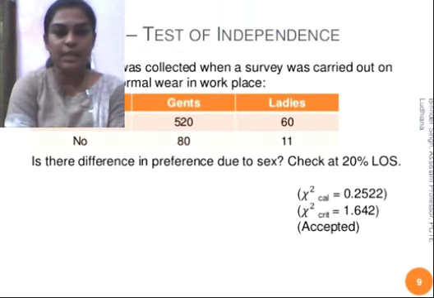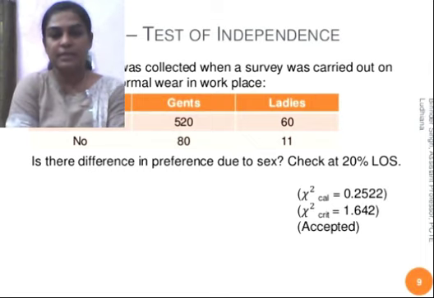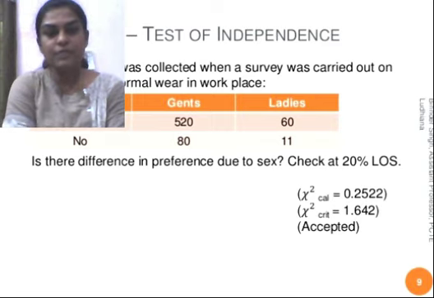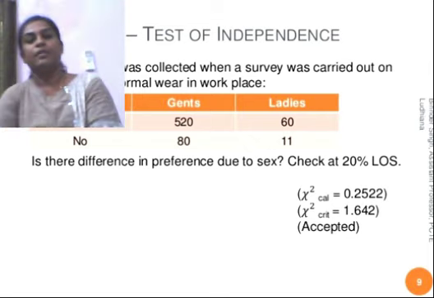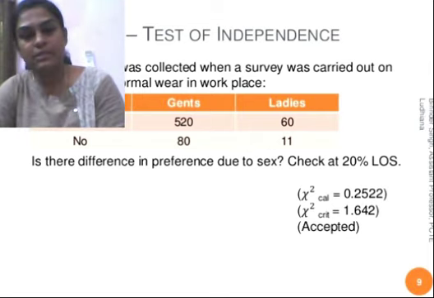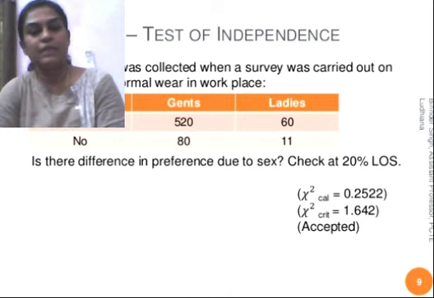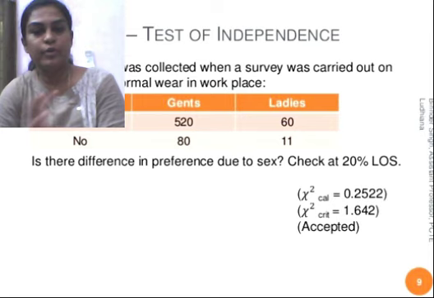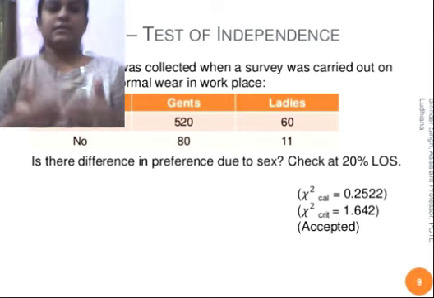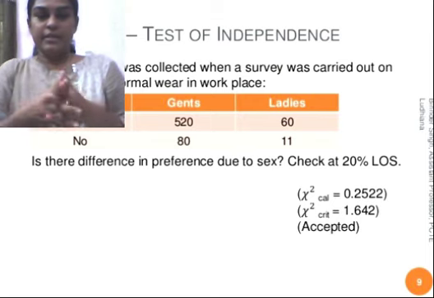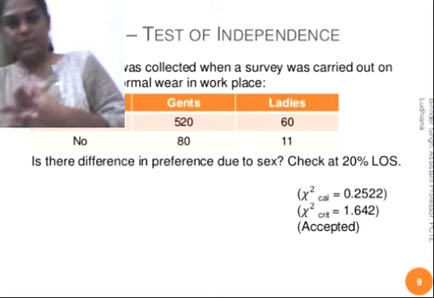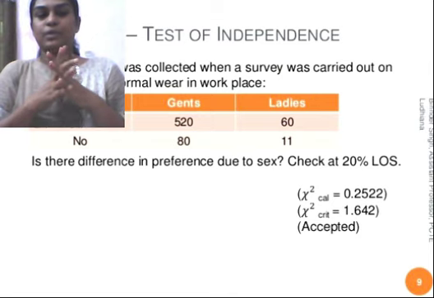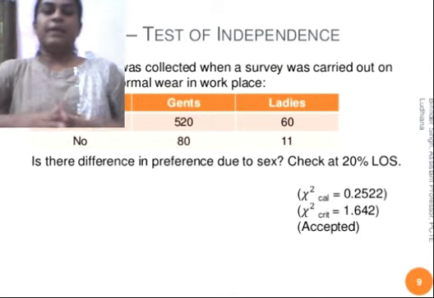Next, in this chi-square test of independence, the following data was collected when a survey was carried out on preference for normal wear in the workplace. See the level of significance here. There are gents and ladies, two groups. Among the gents, they said yes for wearing such dresses for their comfortability, 520 and 60. Gents who said no, 80. Another pattern, ladies, 11.